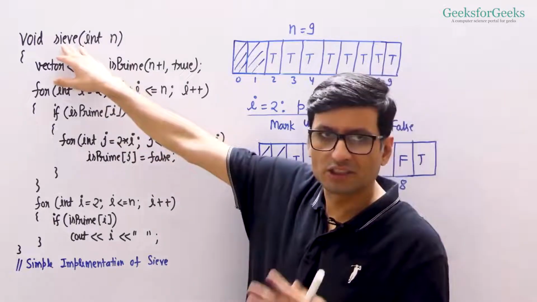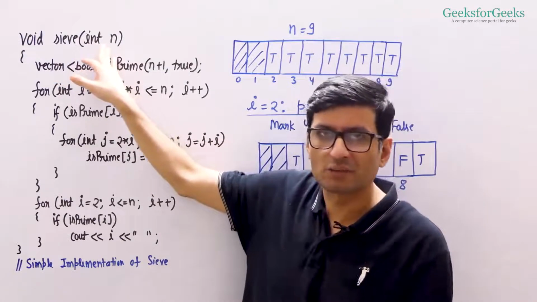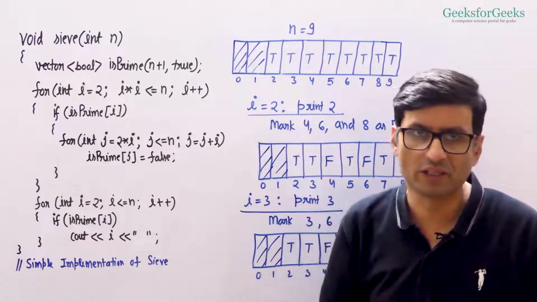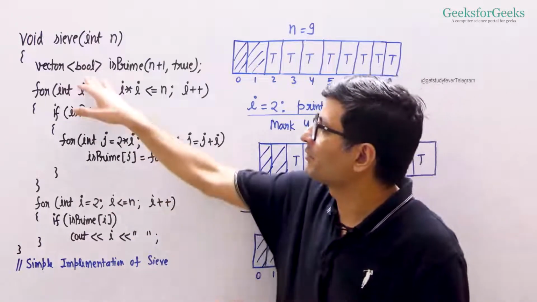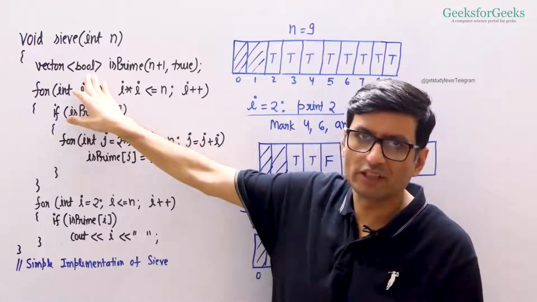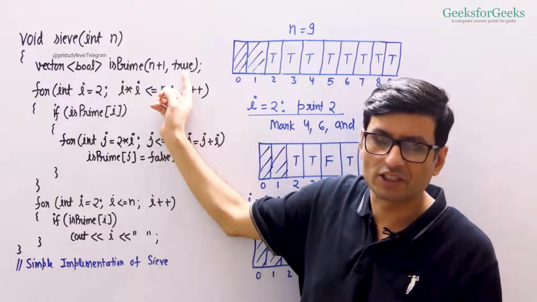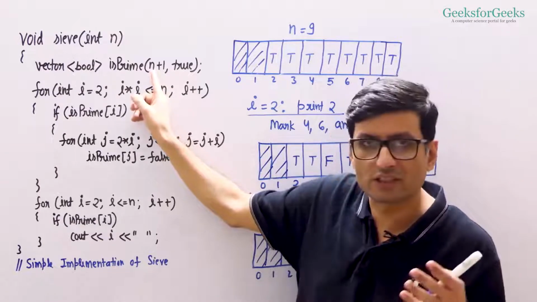We have a function sieve that takes a number n as input, and this function prints all the prime numbers from 0 to n. What this function does, it first creates a Boolean array, right? We're creating a Boolean vector and all the values in this vector are initialized as true. And the size of this vector is n plus 1.